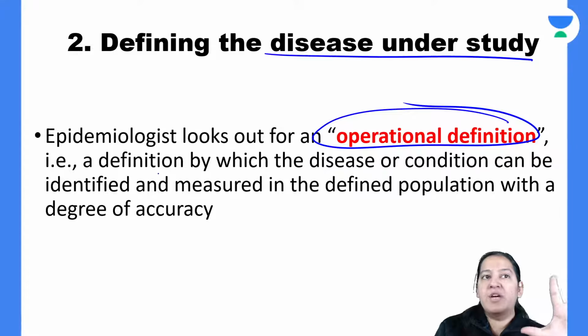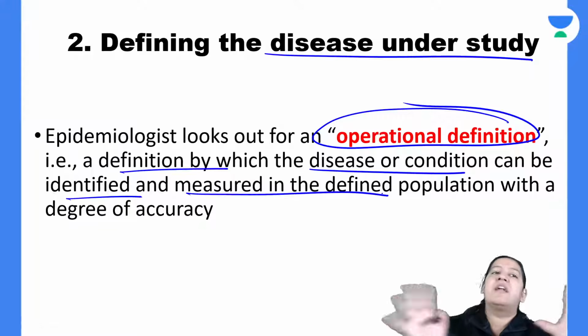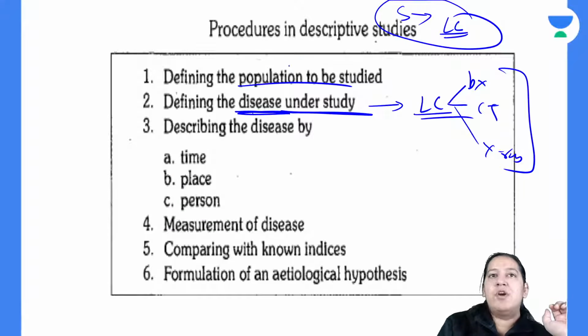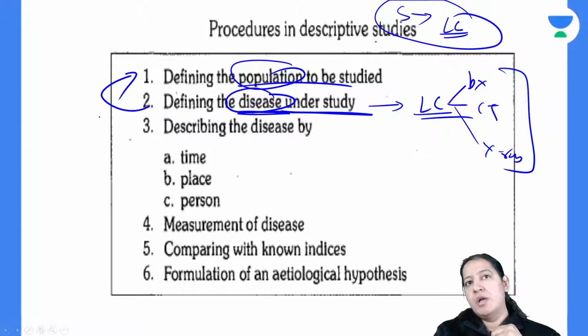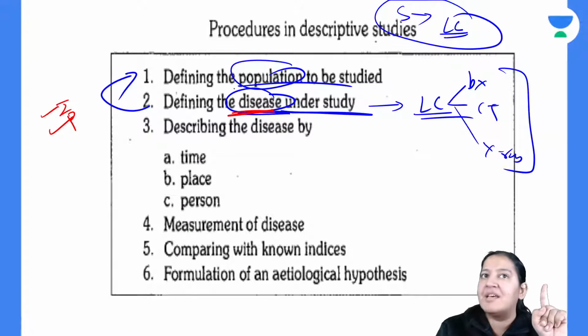What is the operational definition? A definition by which a disease or condition can be identified and measured in a definite population. So this is your population, this is your disease, so measure your disease in your population. How to measure the disease in a population, I have told you in the last lecture: by incidence and prevalence. So you will see the incidence and prevalence of lung cancer in your defined population.